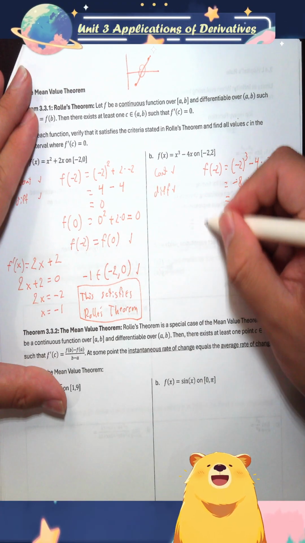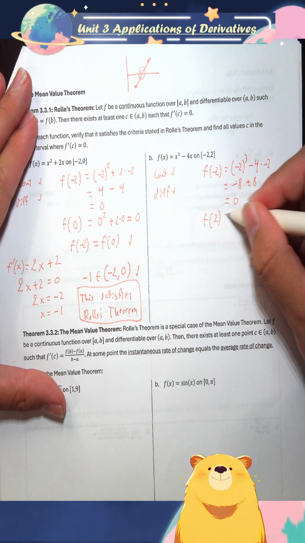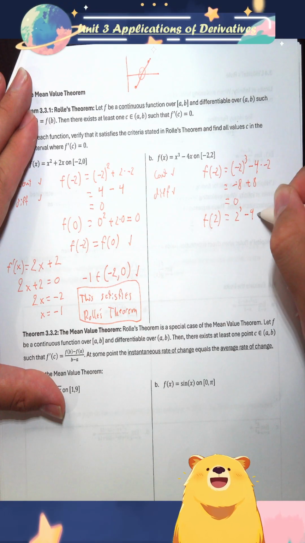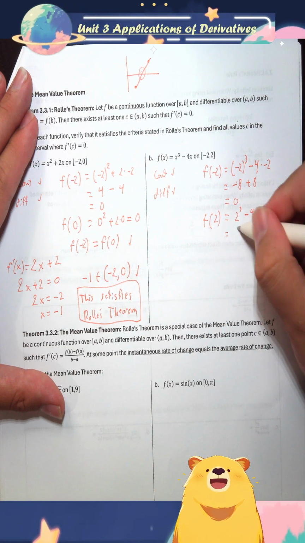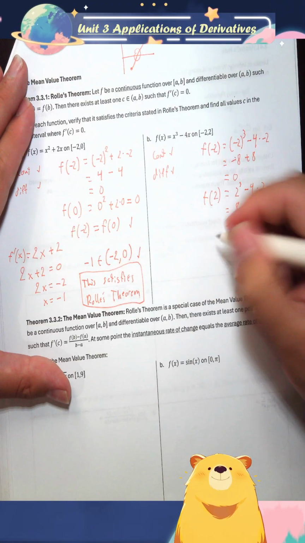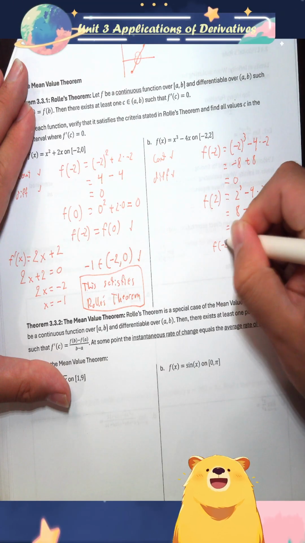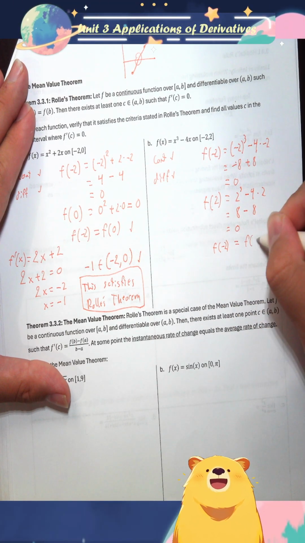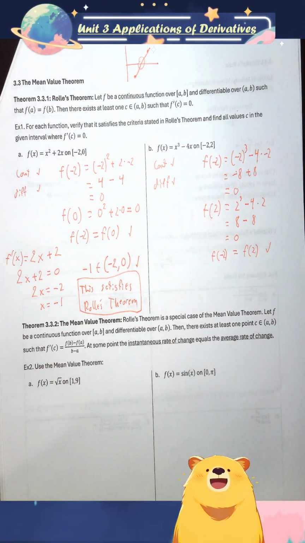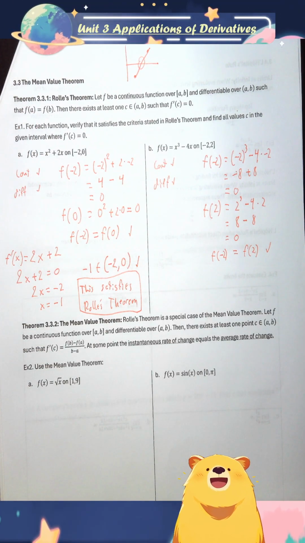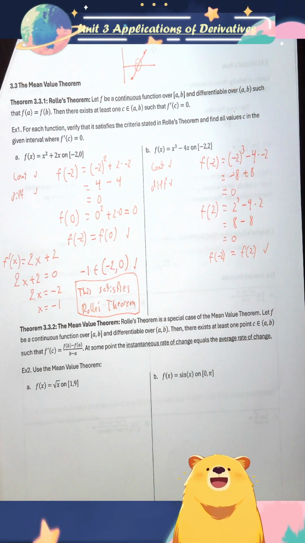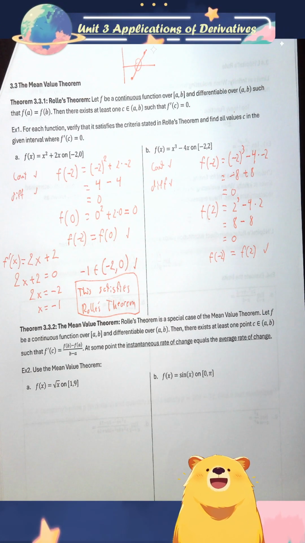Then let's do f of 2. So we have 2 to the power of 3 minus 4 times 2. So this is going to be 8 minus 8, which is still 0, which still means that f of negative 2 is equal to f of 2. So they match. And like before, we could technically pick apart and be like, okay, well, let's try negative 1.9, negative 1.8, and look for it.